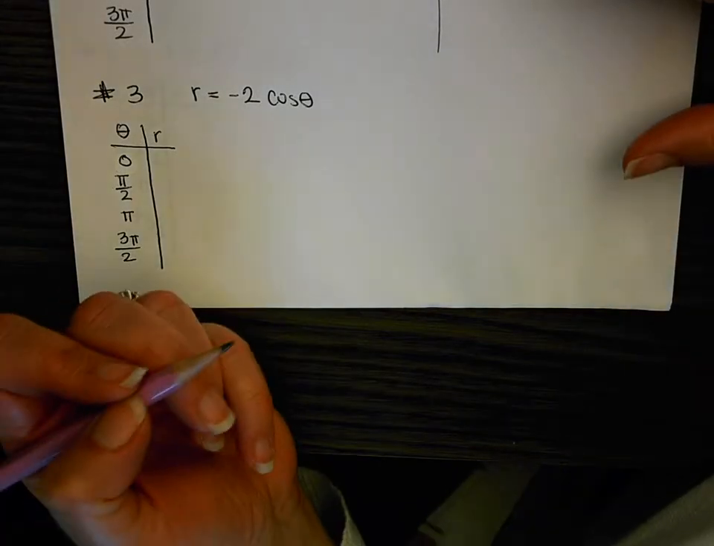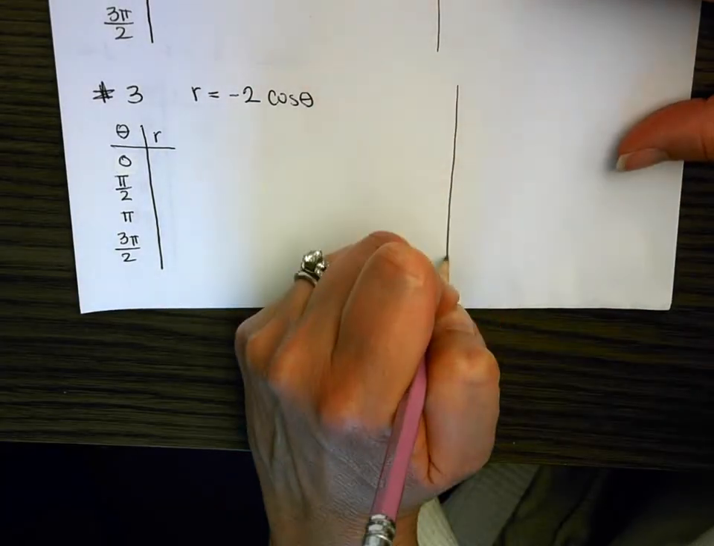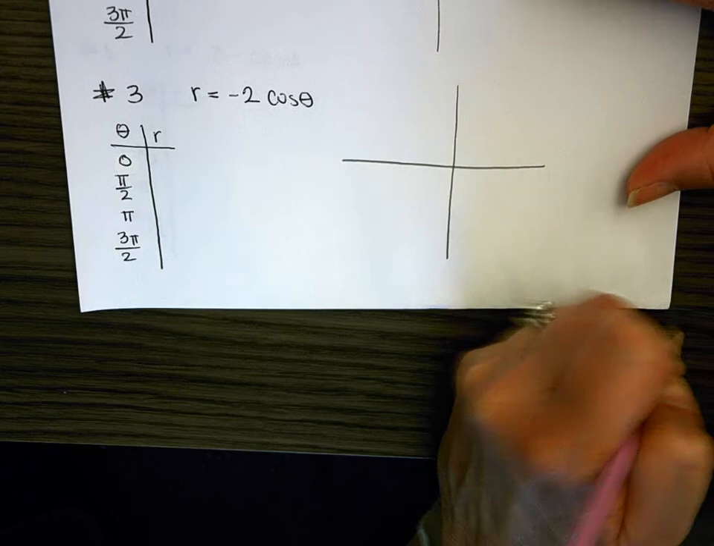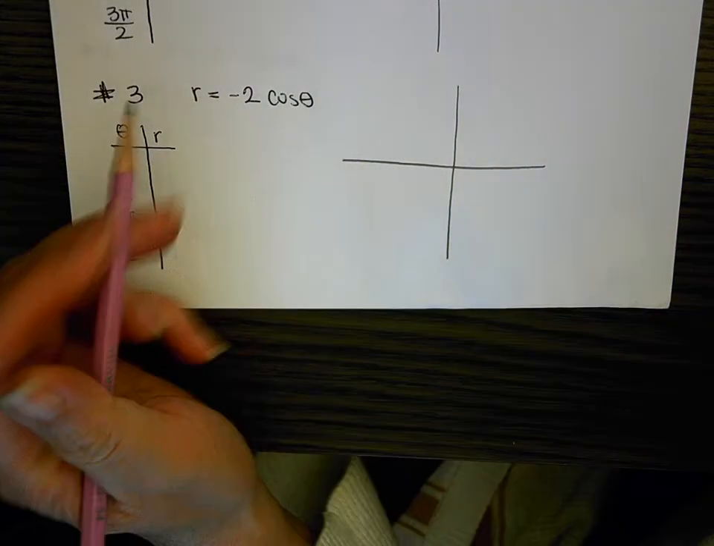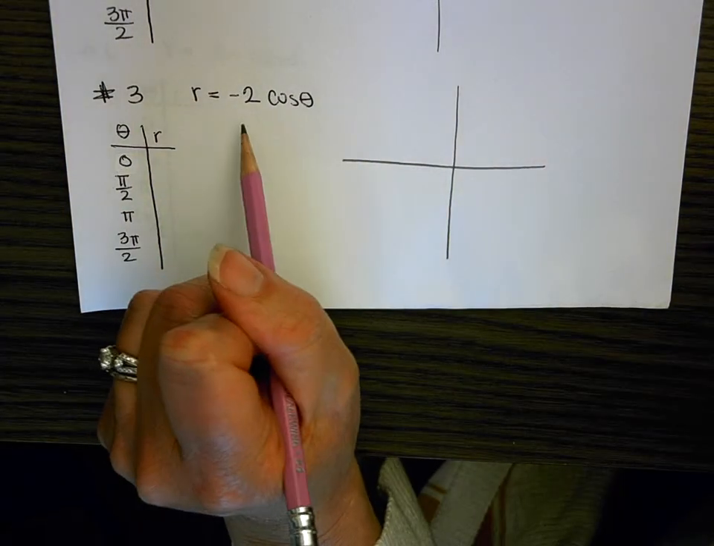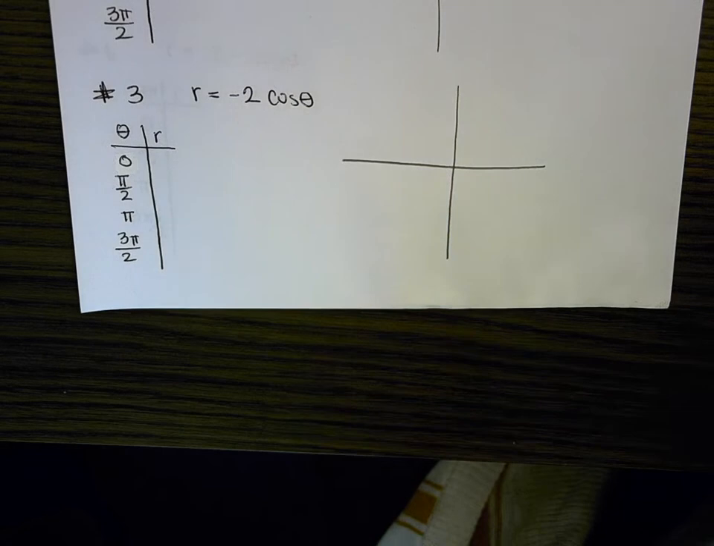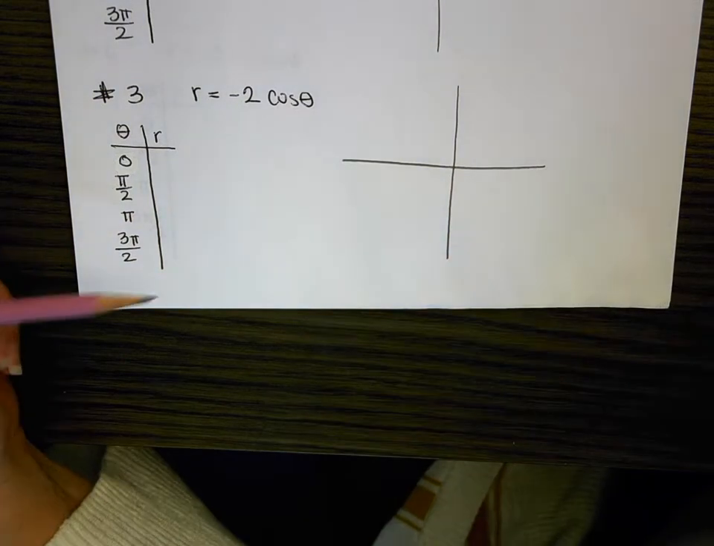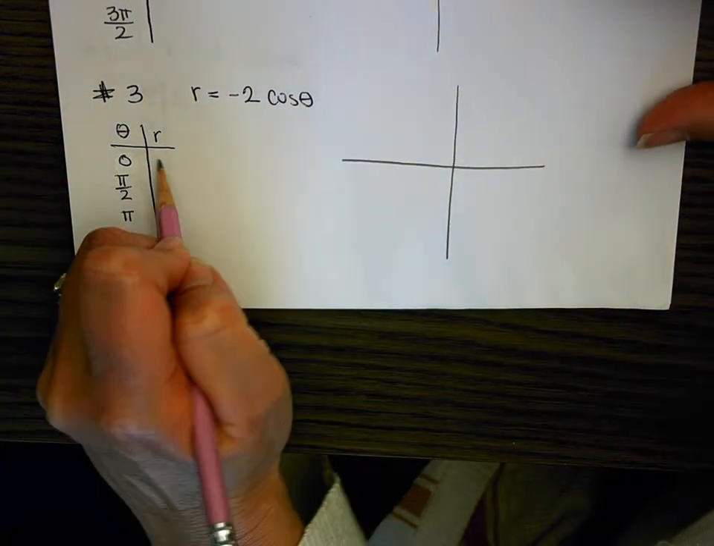So if I have r equals -2 cosine theta. Again, you can press pause and try to do this problem first before I do it for you. If you're confused by, well, there's a negative there, what do I do? Again, if you don't know, you should always do the table.